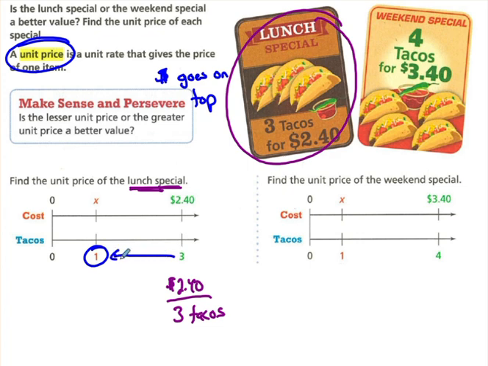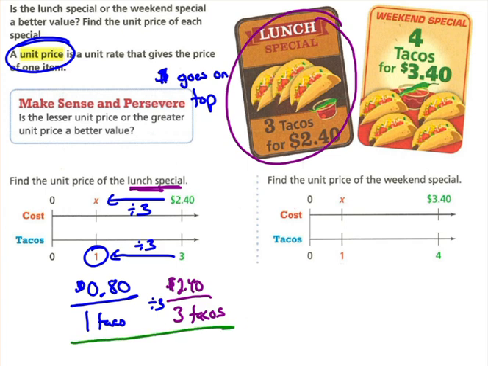Well, to go from a 3 to a 1, I'd have to divide by 3. So kind of like dividing by my denominator. So I have to do the same thing up top. I got to divide by 3. And I get 80 cents per taco. So the double number line, the picture form, is just one way of showing how to tackle it. But we can do the same thing with our unit rates if that's easier for us.